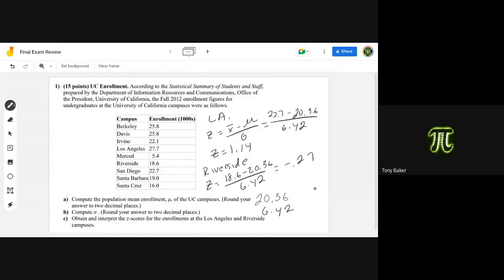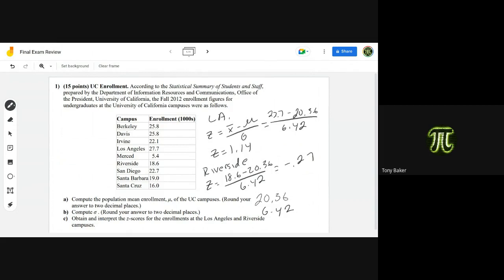So Riverside's pretty close to the mean, just a little bit below the mean. LA is significantly higher than the mean. It's more than one standard deviation, so that's going to be in the 85th percentile. For the interpretation, just explain in your own words what they are. There's a wide variety of things I'm going to accept there. I'm not looking for anything specific. The most important piece is making sure you have the actual numbers correct.